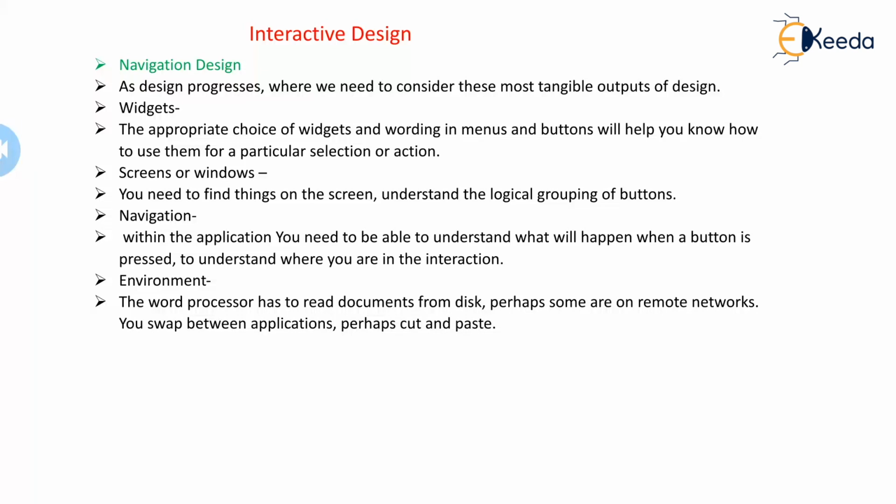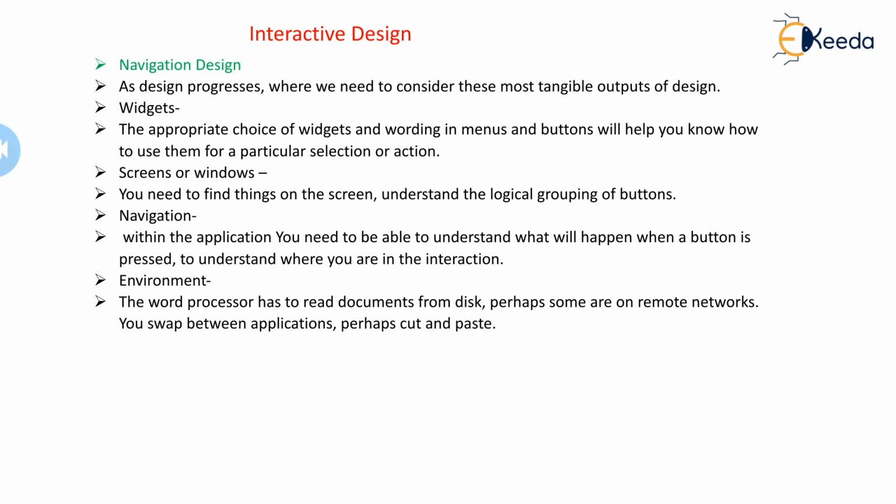So, imagine using a word processor. You will be doing this in some particular social and physical setting for a purpose. Interacting, at a certain level, is about widgets. The appropriate choice of widgets and wording in menus and buttons will help you know how to use them for a particular selection or an action. This gives you an idea of choosing your own menus and buttons, helping you know about that particular field, the text area, and the operations you perform with the help of the action.